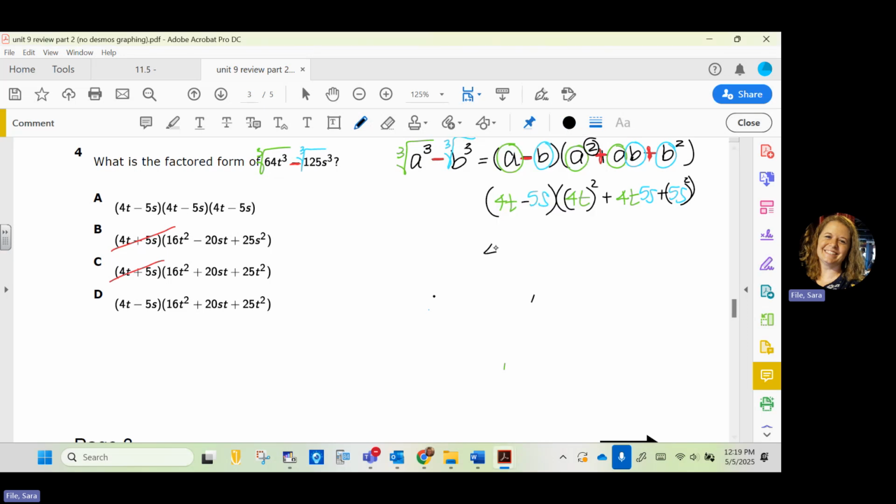And I can see I've got 4t minus 5s, and then 4t squared. So the 4 gets squared and the t. So that's 16t squared. And then here I go ahead and simplify. 4 times 5 is 20. And then you can do st or ts. I usually just write mine in alphabetical order. And then again, the 5 and the s get squared. So that would be 25s squared.